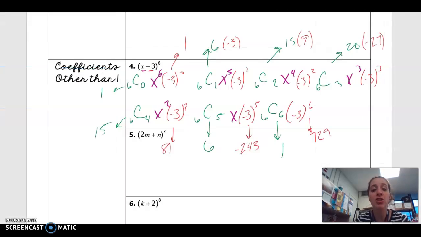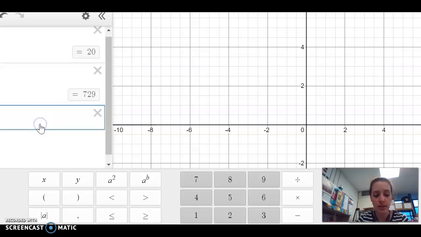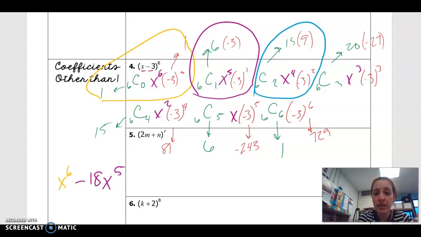Now I have enough information to finally sit down and simplify. Let's look at these in chunks. Here is my first chunk, and I've got 1 times my x to the 6th. Well, 1 times 1 is 1, and x to the 6th. Now let's look at this second chunk. I've got 6 times a negative 3, which gives me a negative 18 x to the 5th. Let's do this one. I've got 15 times 9, which I'll use my calculator for. 15 times 9 is 135, and it's going to be a positive 135x to the 4th.